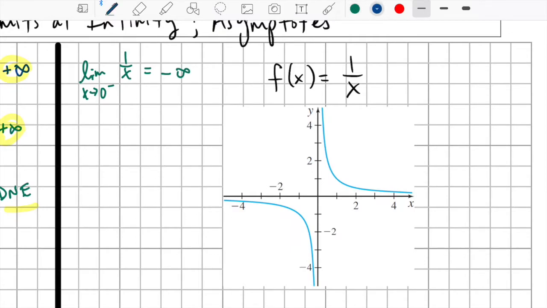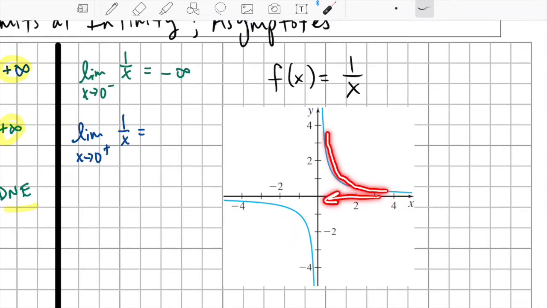Now, if we check the other side, the limit as x approaches 0 from the right of 1 over x, we do that again. As we approach 0 from the right, what is the graph doing? You've got to follow the graph. So the graph is going towards positive infinity. It's increasing without bound. So as x approaches 0 from the right, the graph is increasing towards positive infinity. So you say positive infinity.